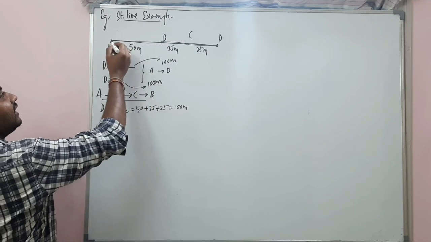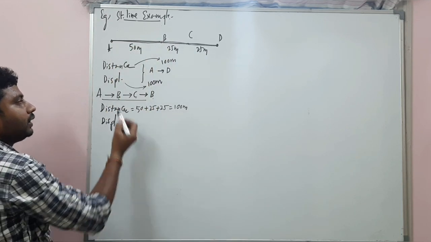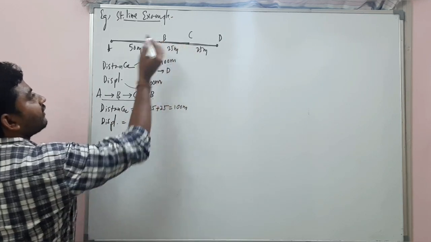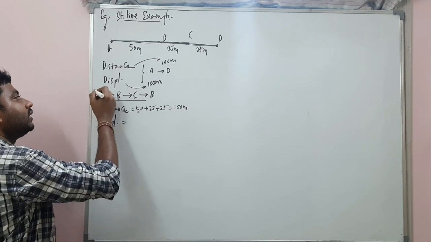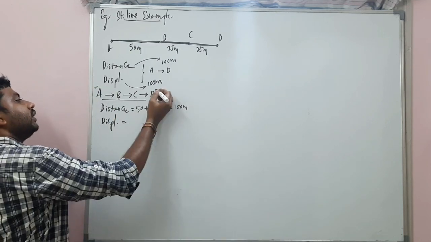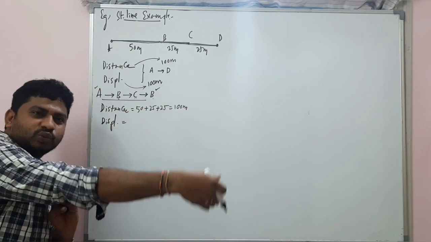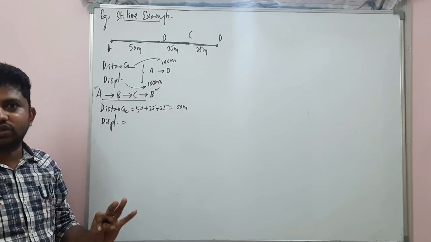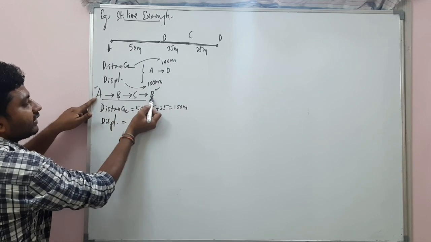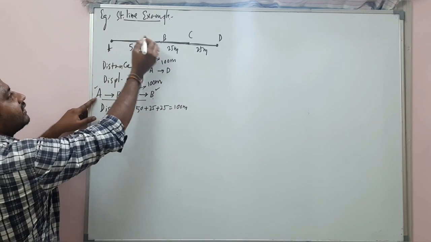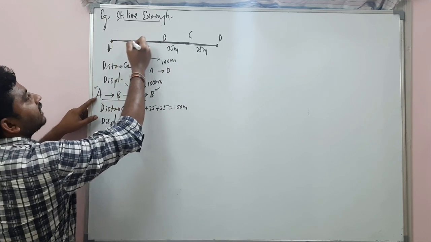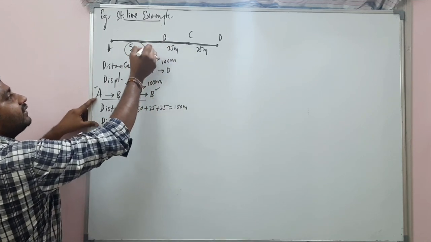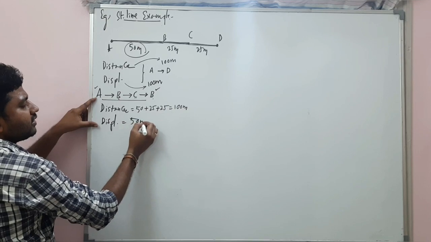Displacement: A to B, 50. B to C, 25. C to B, 25. What is the initial point? A. What is the final point? B. Whether it moves forward or backward, again forward, again backward, it doesn't matter to us. Find the initial point and the final point. Initial point is A, final point is B. Draw a straight line, A to B. What is the value of the straight line? 50 meters. So displacement is 50 meters.